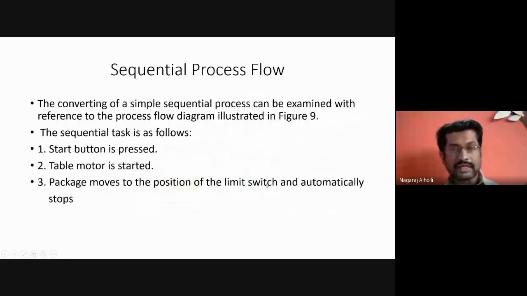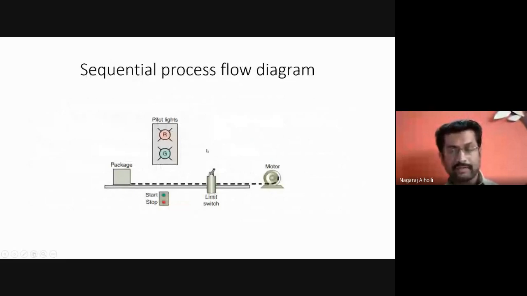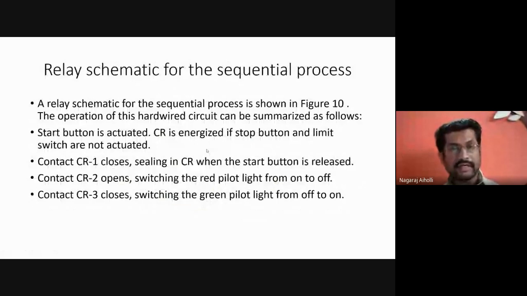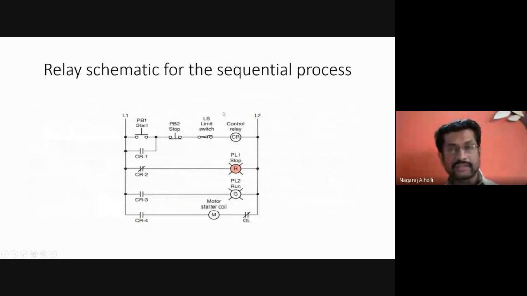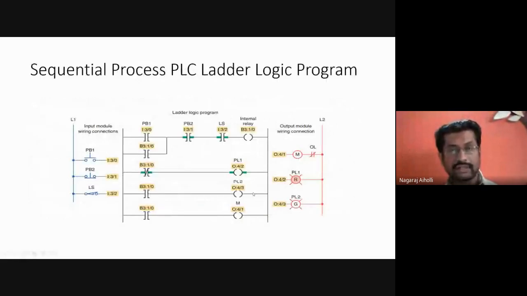Sequential process: the start button is pressed, the table motor starts, then the package moves towards the position of the limit switch and stops automatically. This is the sequential process flow. We have studied this sequential process flow diagram and explained the different processes, how they operate, considering the relay schematic. In connection with the sequential process, we explained the relay schematic and its equivalent PLC ladder rung diagram also. This is the IO connection diagram, and this is our PLC ladder rung diagram for the sequential process.